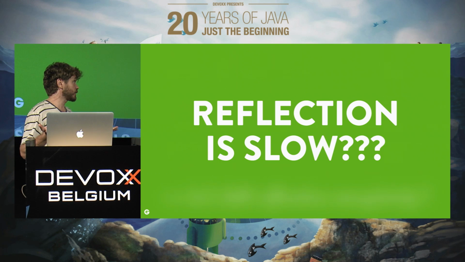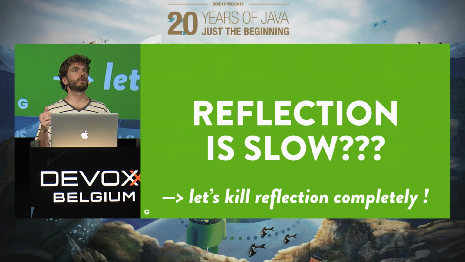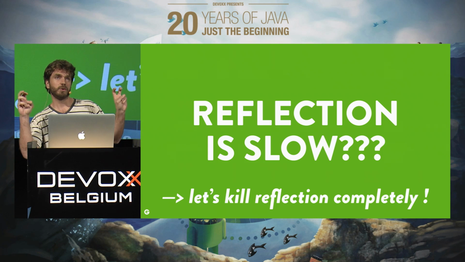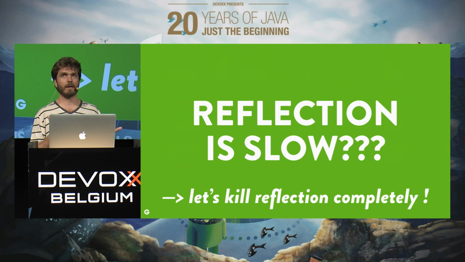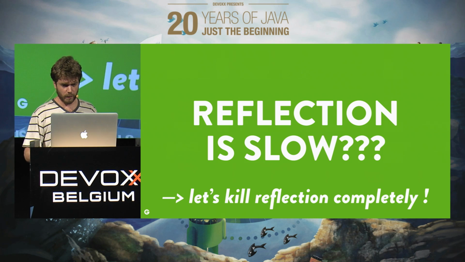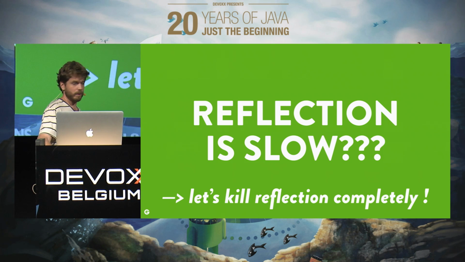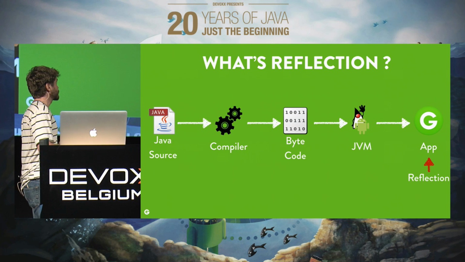So if reflection is slow, let's try to kill it completely, to remove it completely from Juice and try to build something that is Juice-like and got the best of Juice, that is, how easy it can be to use it, but more efficient and faster. So that's what we have tried to do, and I will summarize our research on that.